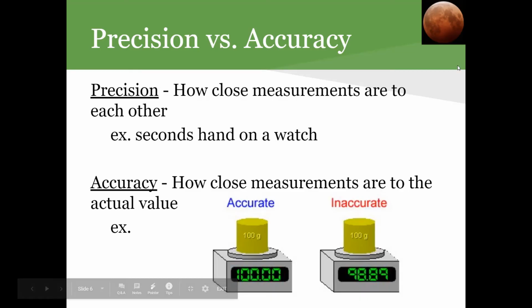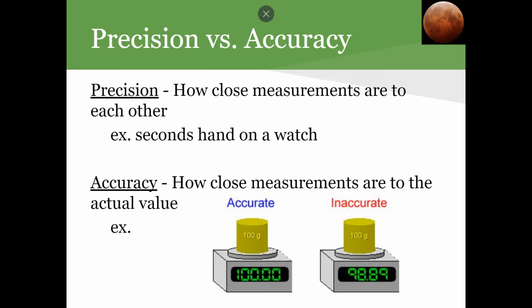So precision, if we look at our slide, is how close measurements are to each other. So I have an example there, second hands on a watch. So those seconds are really close together. They give us a very precise measurement. Whereas a minute or an hour or a day, they're not as precise. They're not as close together. So I wouldn't be able to give such an exact number or measurement.